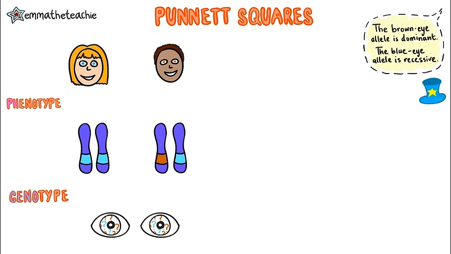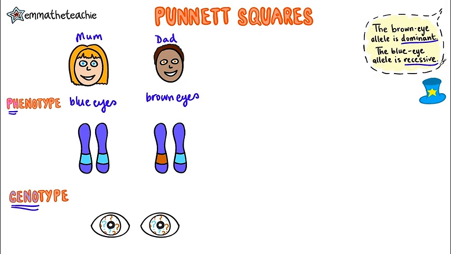Inheritance Punnett squares. In the last video, we learnt a lot of the keywords needed to understand inheritance. Now we know how alleles work, we can use them to predict the genotypes and phenotypes of children or offspring. Let's look at eye color in these parents. The mum's phenotype or physical characteristic is blue eyes, and the dad's phenotype is brown eyes. For the genotype, we need to know which allele is dominant and which is recessive. Remember, you'll be told this or will be able to work it out from the information given.